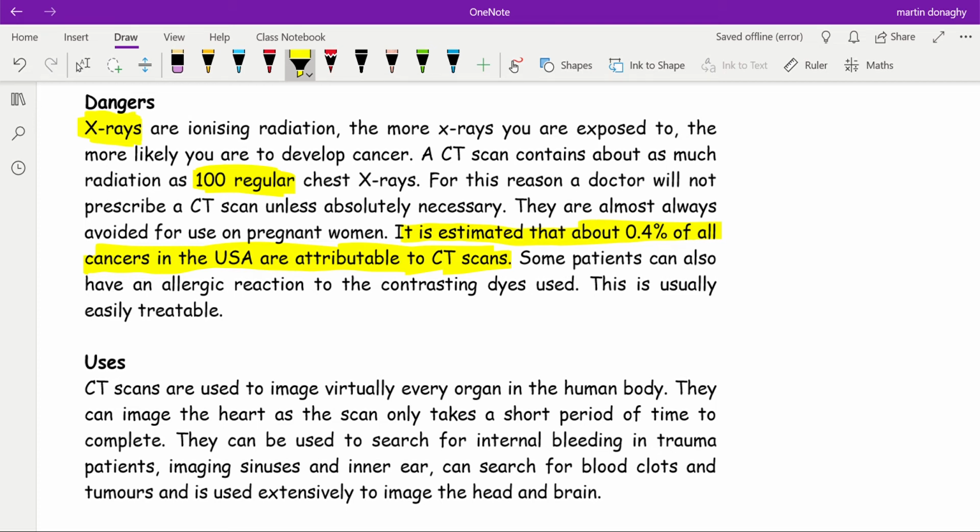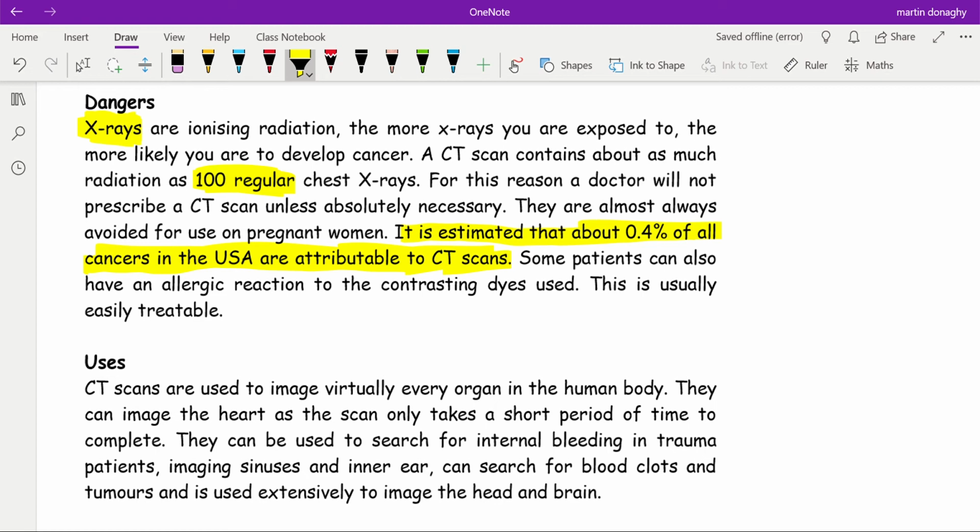So with all those risks, there must be advantages as well. The key advantage is it produces a brilliant cross-section image of the human body, and we can image almost every organ in the human body. The fact that it can be done so quickly means that we can diagnose things quite quickly. With an MRI, you might have to sit still for 30 minutes or so to get the scan done. CTs can be done in a matter of seconds.